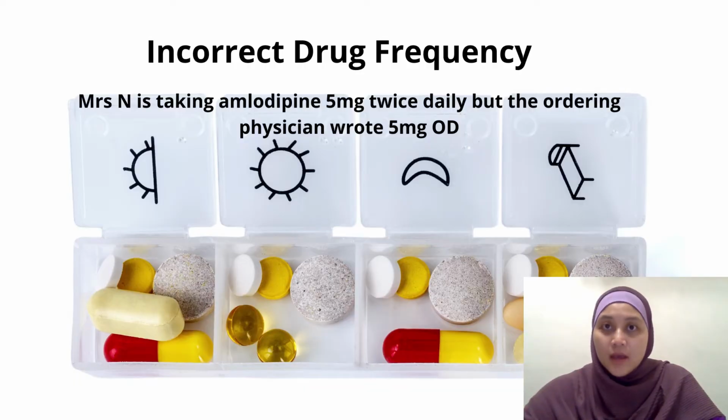The fourth case is about Mrs. N, who is taking amlodipine 5 milligrams twice daily, but the ordering physician wrote 5 milligrams OD. This is an example of an error in drug frequency.